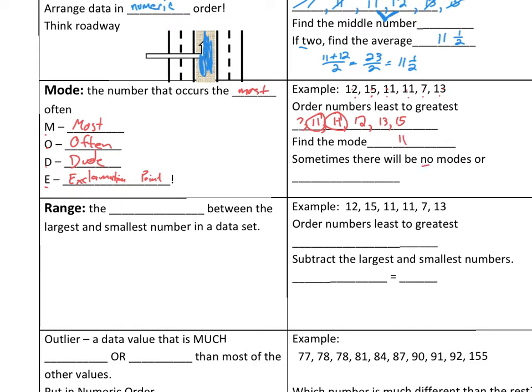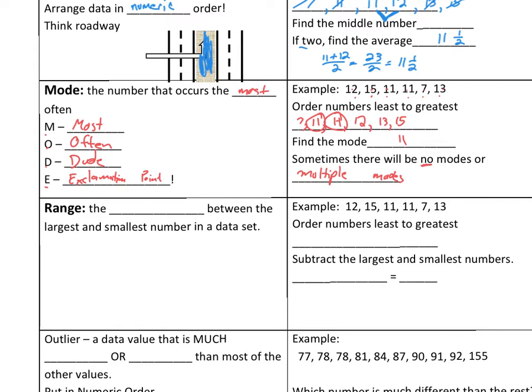Sometimes there will be no modes if no number repeats, or there will be multiple modes. So let's say the number 15 was on there twice, then I would have said my answer was 11 and 15 both. Okay.